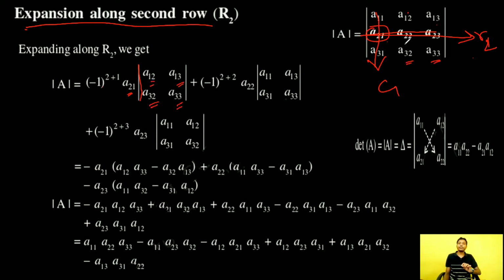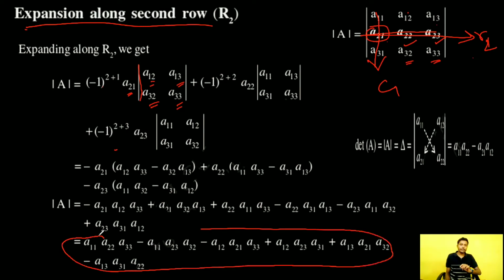Similar logic for this element and for this element, and if we expand this, we will have this expansion. This is our expansion of the determinant along the second row.